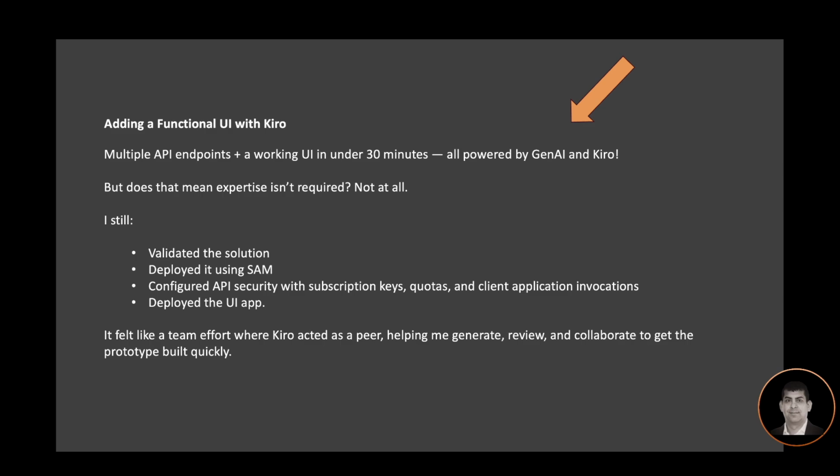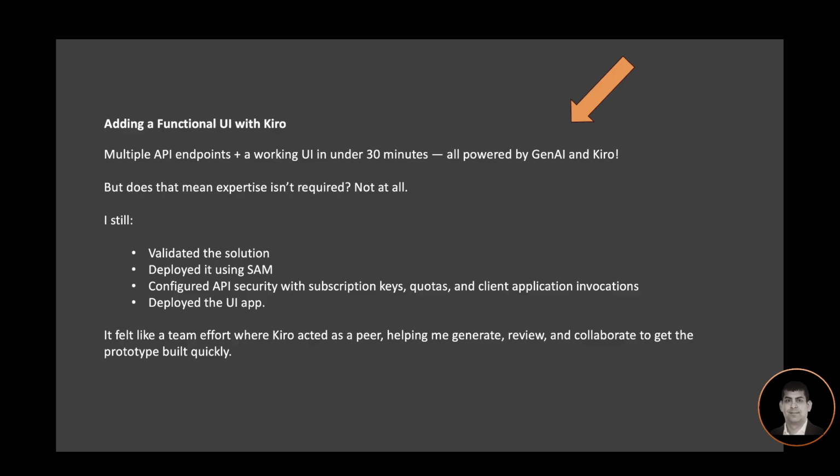Now, multiple API endpoints plus a working UI, and testing and validating it, all under 30 minutes, all powered by Gen AI and Kiro. But does that mean my expertise is not required? Not at all, right? Because I'm still needed to validate the solution. I deployed it using SAM. I reviewed that the solution is deployed correctly, and then I did the manual step of adding the security with subscription key, quota, and client application invocations. And I did take the steps to deploy the UI app on the EC2 instance.